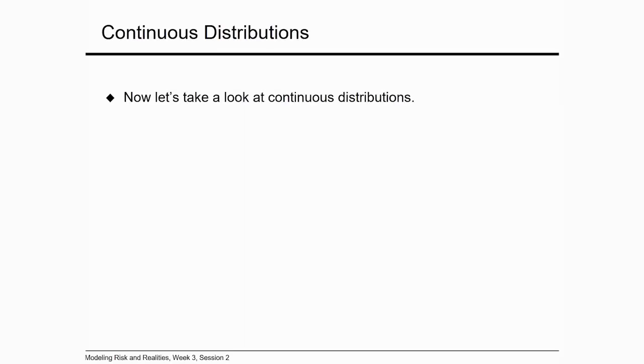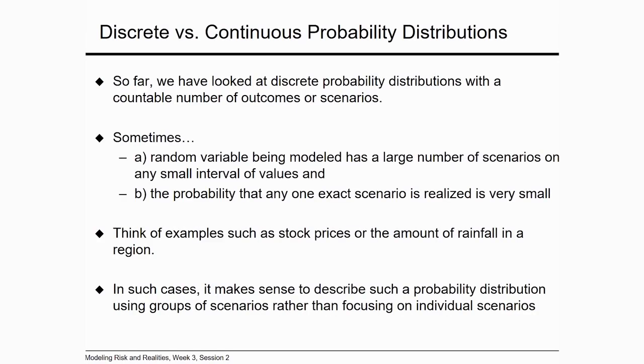So far, we took a look at discrete distributions. Now, let us take a look at continuous distributions. So far, we looked at discrete probability distributions with a countable number of outcomes or scenarios.